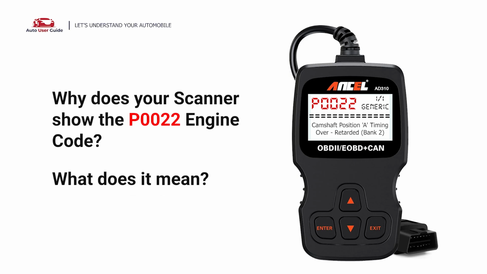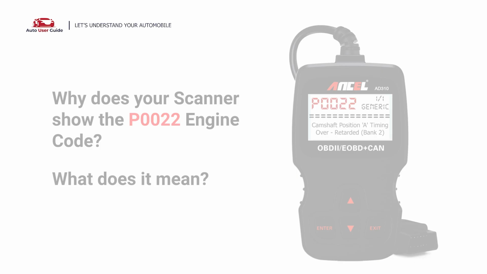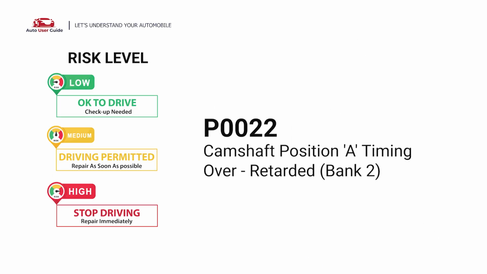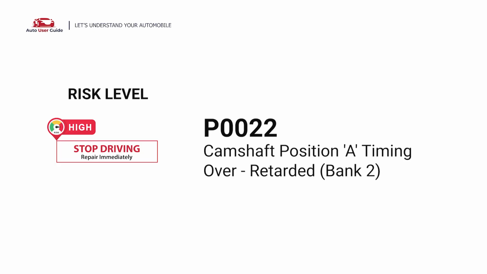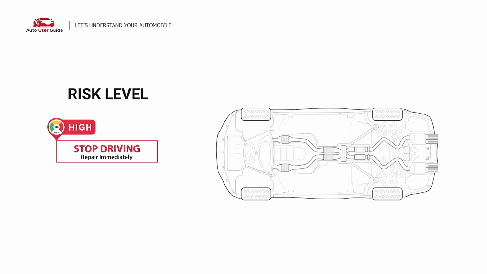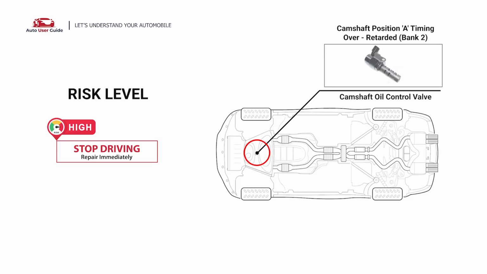Why does your scanner show the P0022 engine code? What does it mean? P0022 is a diagnostic trouble code for camshaft position timing over-retarded, bank 2. This engine code indicates that the intake camshaft on bank 2 of the engine is not in the correct position compared to the crankshaft, and the timing is over-retarded. Under this circumstance, stop driving and repair your vehicle immediately.